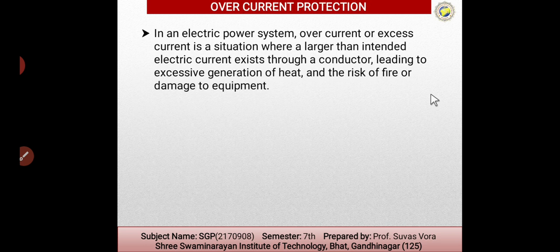So in the electrical power system, overcurrent or excess current is a situation where a larger than intended electrical current exists through the conductor, leading to excessive generation of heat, the risk of fire, and damage to the equipment.